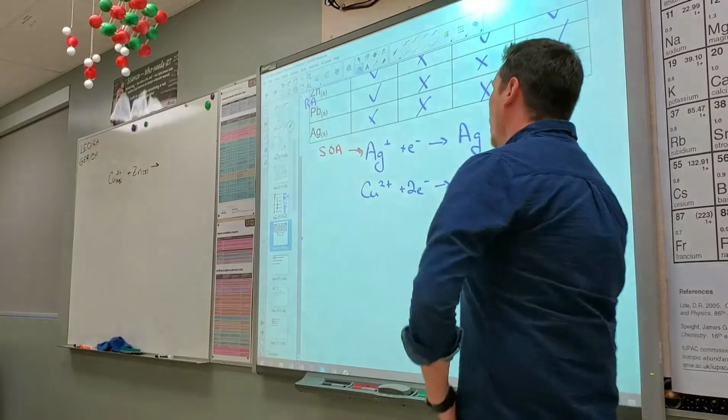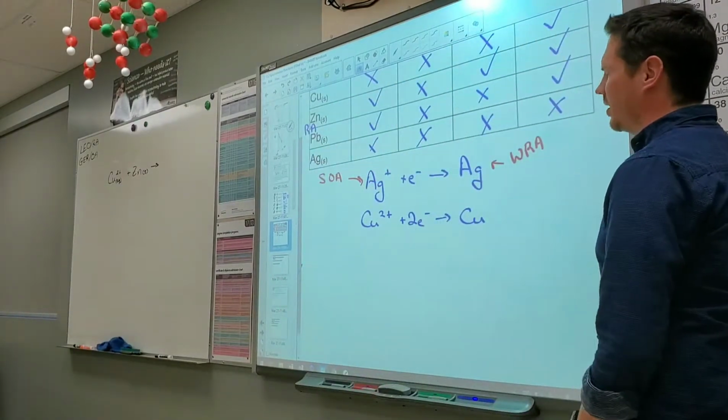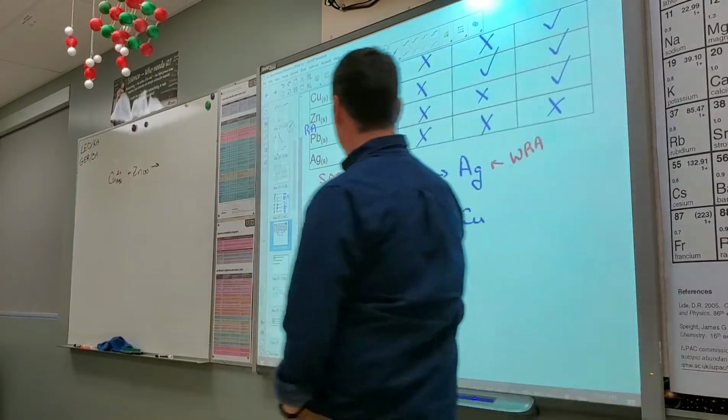Okay, so what's the next strongest oxidizing agent in here? It looks like lead, the lead 2 ions.